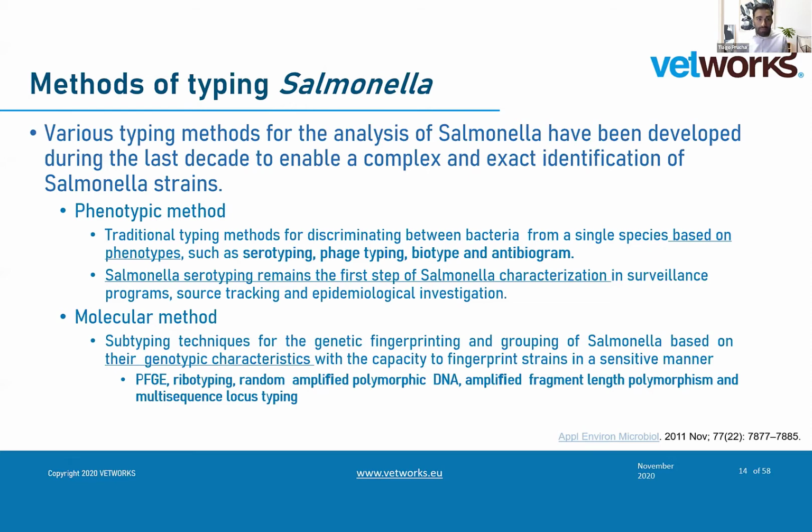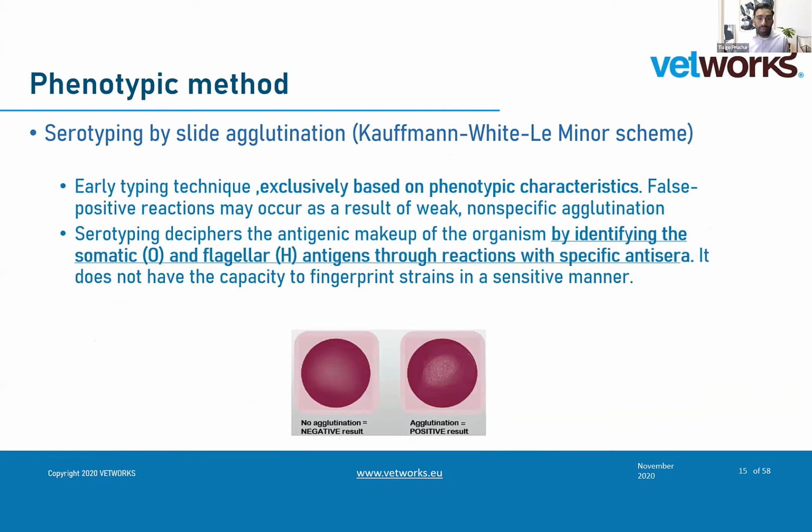Okay, so like I explained, this Kaufman-White method is based on reactions with specific antisera, which means that Salmonella has still to be cultivated, so it has to pass through the whole process that I explained before, and at the end, you do this procedure, which you mix Salmonella with a specific antisera, and if you have agglutination, like what you have here, you have a positive result. Otherwise, you have a negative one. Still, something important to say is that false positives may occur as a result of weak non-specific agglutination. So important to have in mind that it is not always right, but it's still the golden standard for typing of Salmonella.